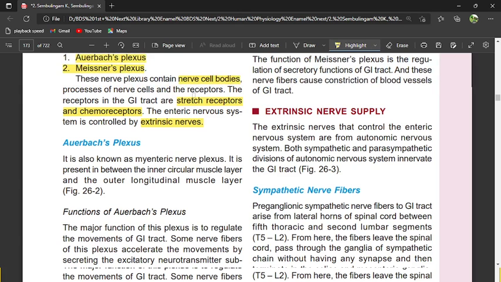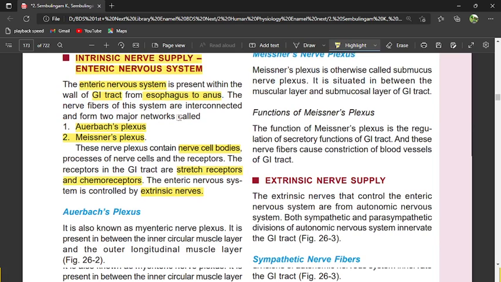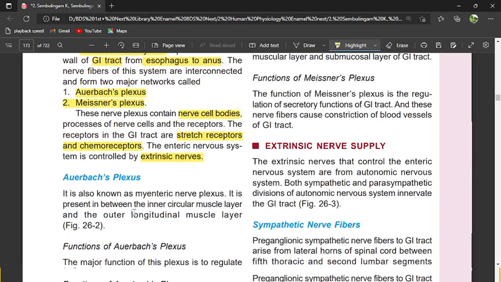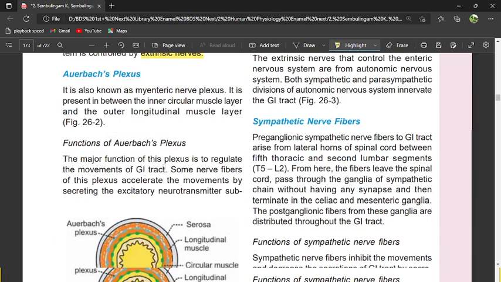Okay, so the enteric nervous system has the nerve bodies and the stretch receptors. देखो, enteric और intrinsic में, enteric वो esophagus से anus के बीच में रहते हैं. इसमें 2 plexus देखते हैं, एक Auerbach's plexus, दूसरा Meissner's plexus. ओके, और इसमें chemoreceptors होते हैं, stretch receptors होते हैं, extensive nerves होते हैं. Let us see the Auerbach's plexus.